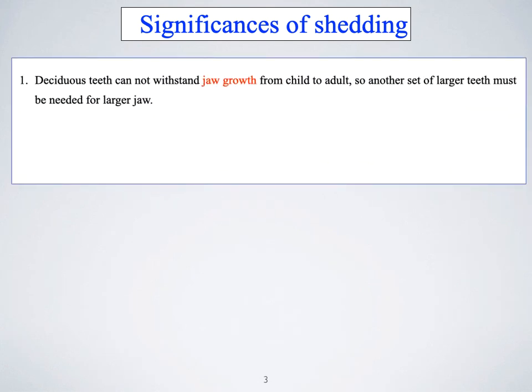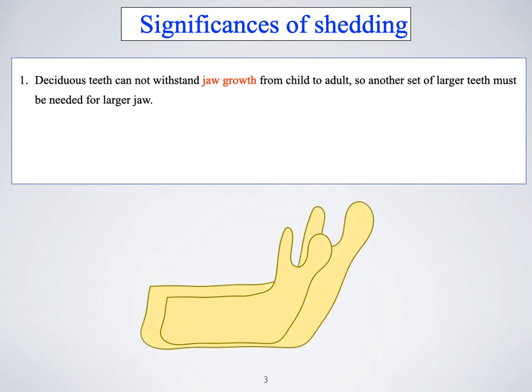What is the significance of shedding? Number one, deciduous teeth cannot withstand the jaw growth from a child to an adult, so another set of larger teeth must be needed for the larger jaw. And this photograph shows a smaller mandible, which becomes larger after growth.